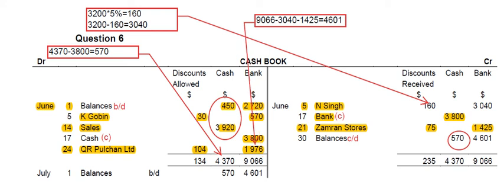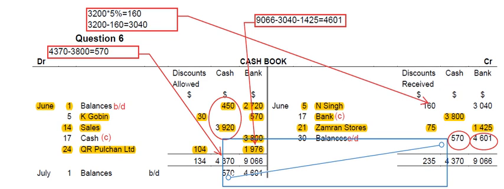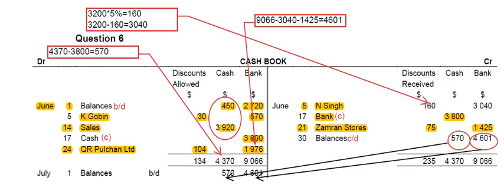So these balances carried down, so we can circle the balance carried down for the bank also. These two balances will then be brought down on the opposite side. So we'll show you with arrows that where they go. So 570 goes on the other side as balance BD. Just bear with us for a while. So we can show the balances brought down on July 1st on the opposite side. So 570 is your balance brought down for cash and 4601 is the balance brought down for bank. So this does for question 6.